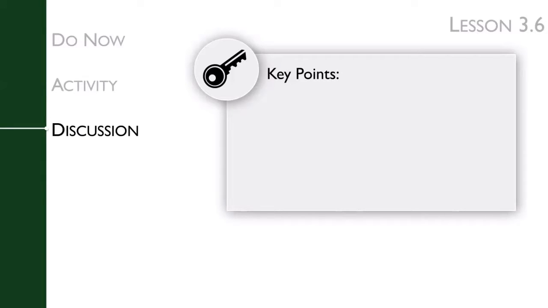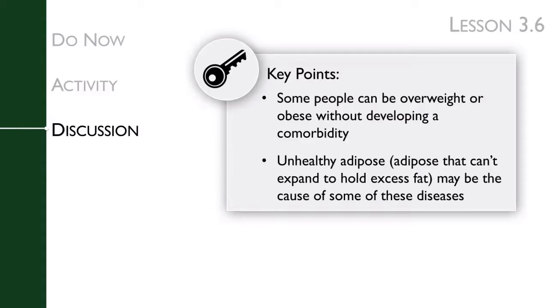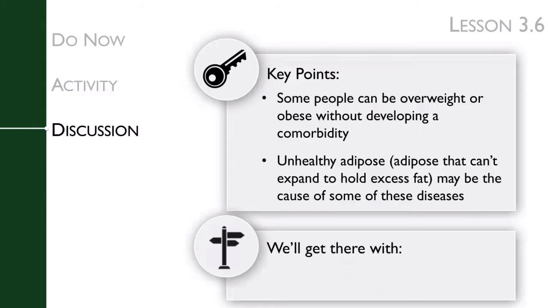The key points of this lesson's discussion are that some people can be overweight or obese without developing a comorbidity like type 2 diabetes or atherosclerosis, and that unhealthy adipose, which is adipose that can't expand to hold excess fat from a calorie-dense diet, may be the cause of some of these diseases. We'll get there by having a short discussion.